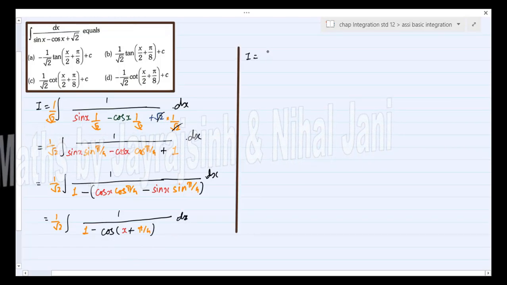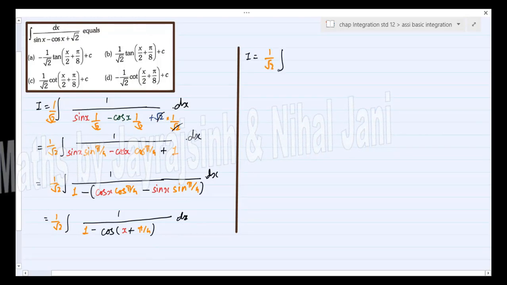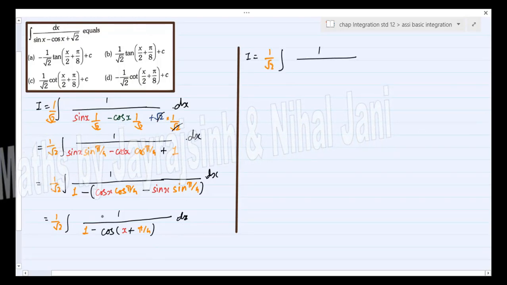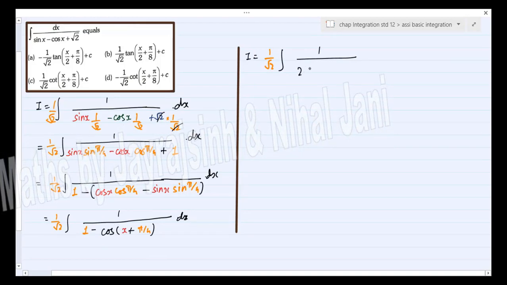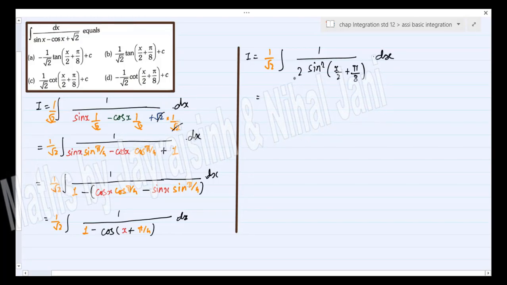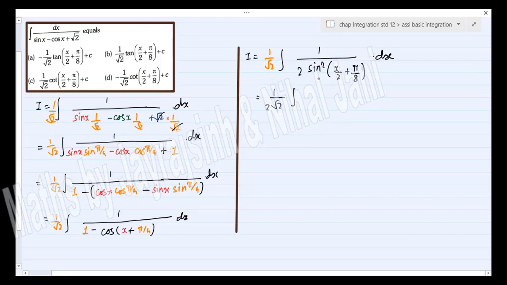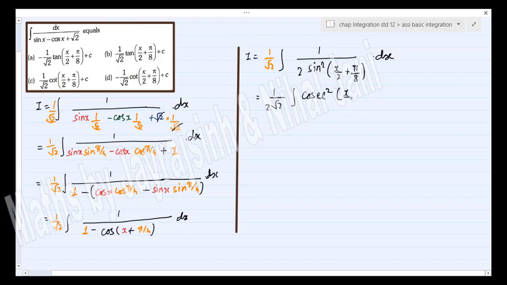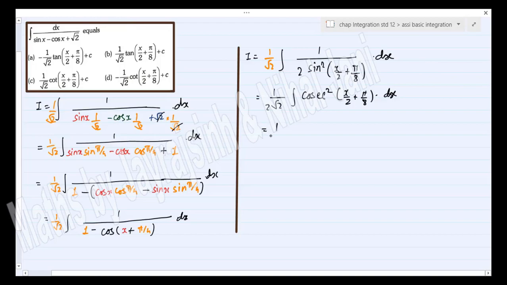So let's simplify this. 1 upon root 2 will be as it is. We will get 1 upon, instead of 1 minus cos theta, we can write down 2 sin square half the angle, or we can say x by 2 plus pi by 8 dx. So this 2 is also a constant, so let's write down 1 upon 2 root 2, and instead of 1 minus sin square, we can say it is cos square x by 2 plus pi by 8. So we get the simplest form.